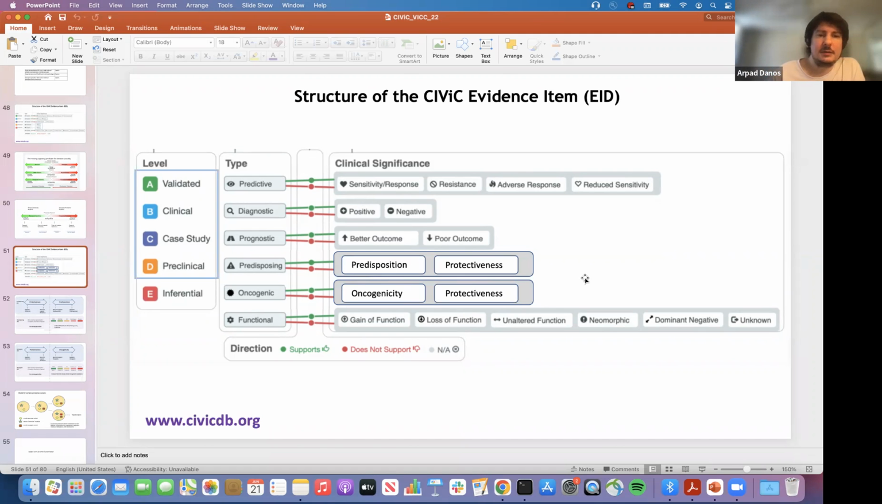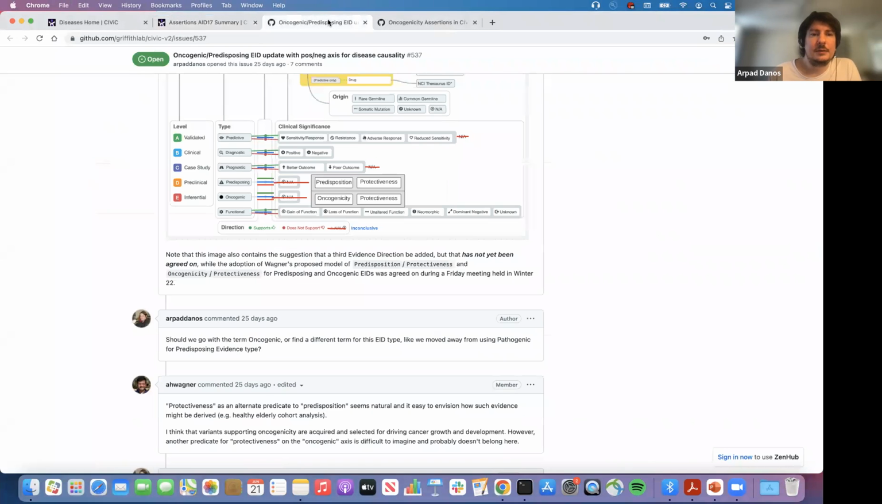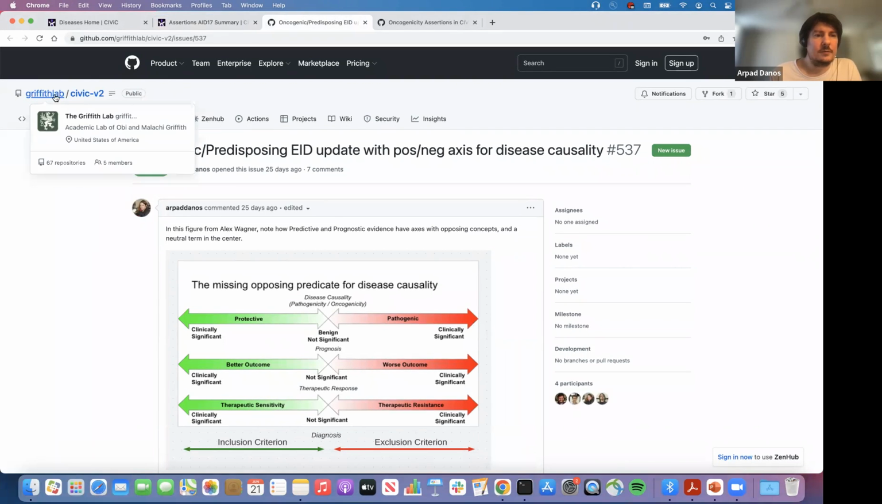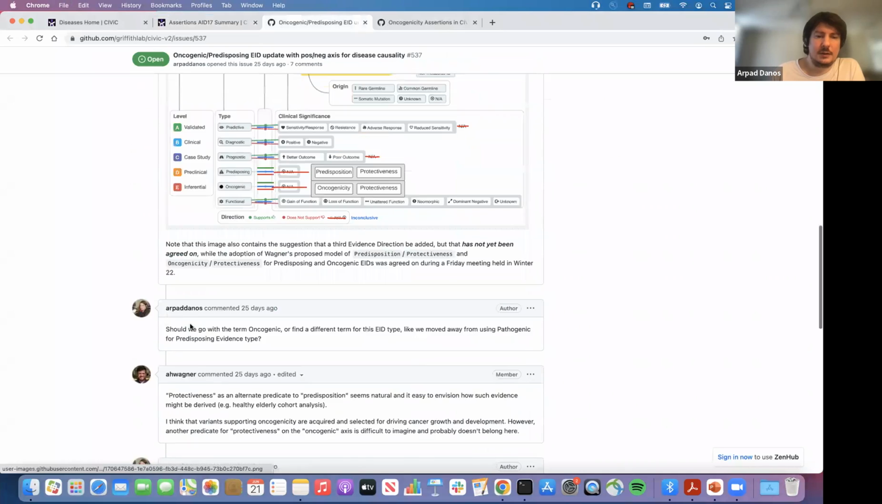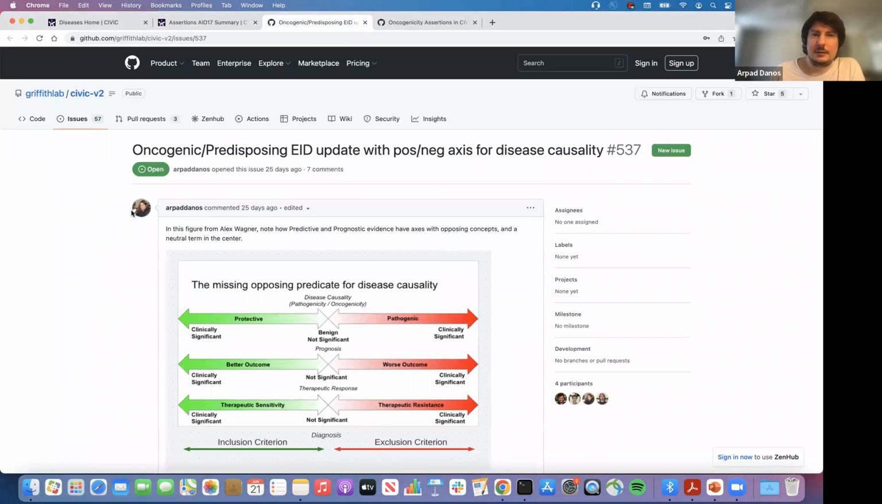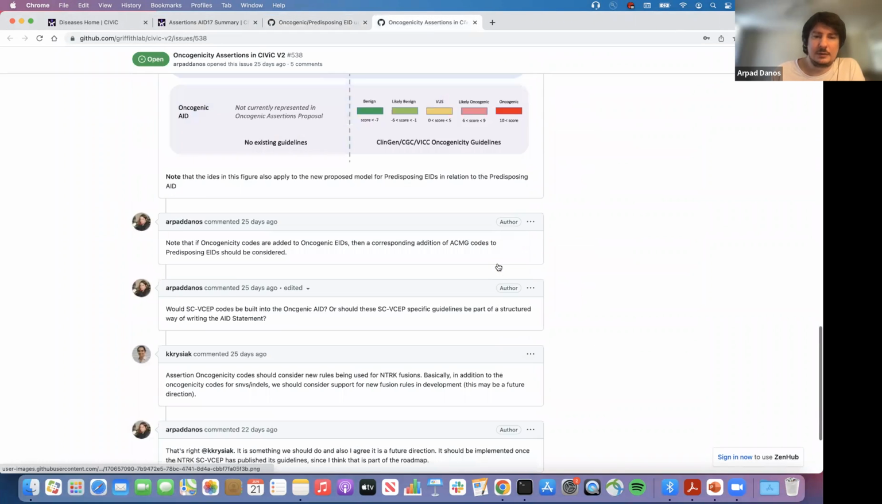By the way, these things are being discussed also on GitHub. So anyone is welcome to go to GitHub, Griffith Lab, CIViC V2. You can just Google Griffith Lab, CIViC V2, GitHub, and I think it's easy to find that way. Here's the discussion, and anyone in the public can add comments and give us feedback on how we're thinking about this stuff. I'll talk about this next.